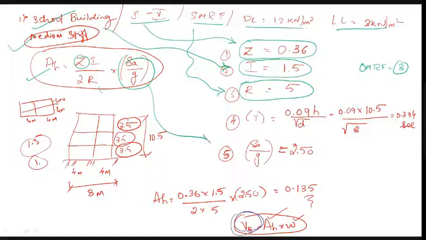Then we need Sa by g. To determine Sa by g, first we need to determine the value of T. For T, you check whether the building is infilled with brick walls. For example, an apartment is constructed with the help of bricks. When the outer walls are constructed with bricks, we call that infill brick walls. If you see the WTC, the World Trade Center, it has glass cladding. They have used glass instead of bricks.